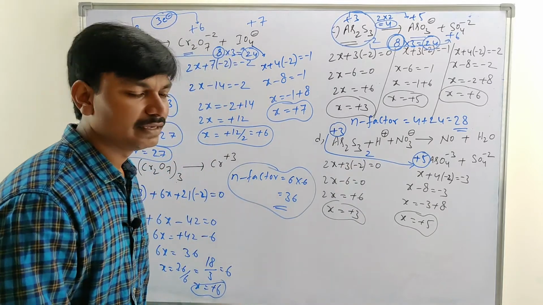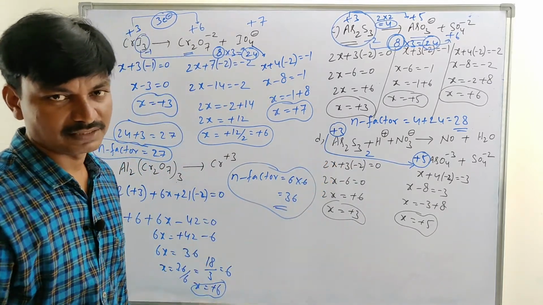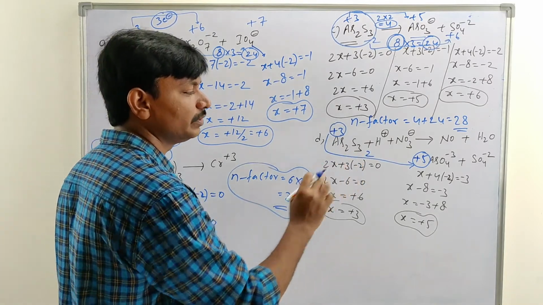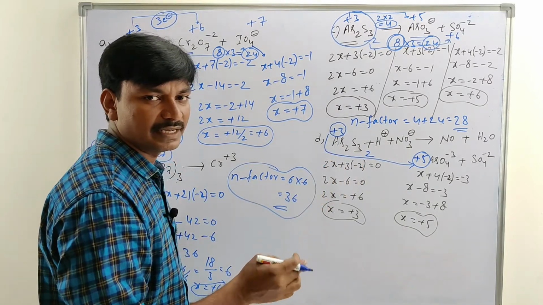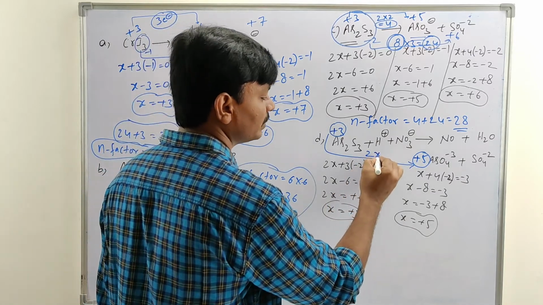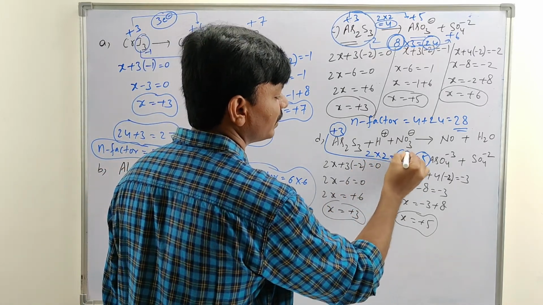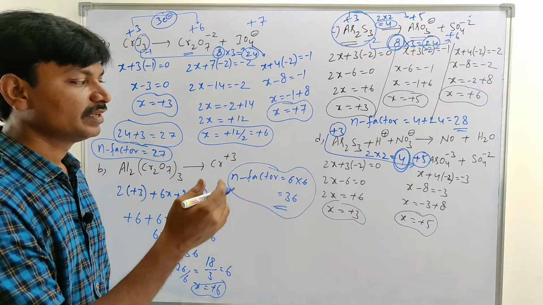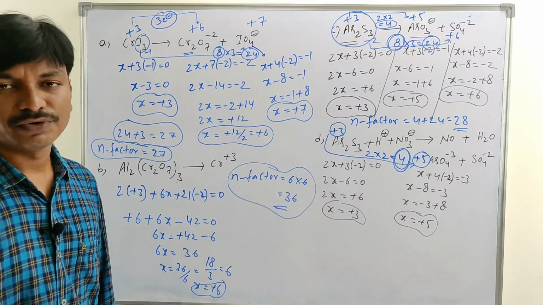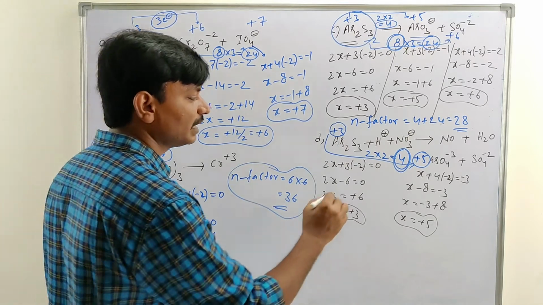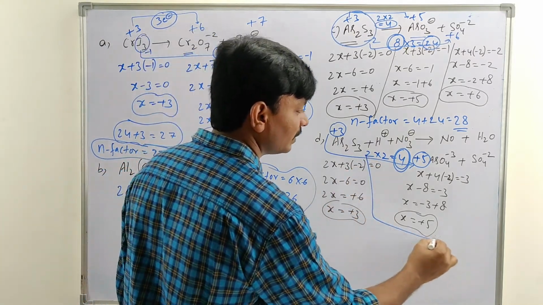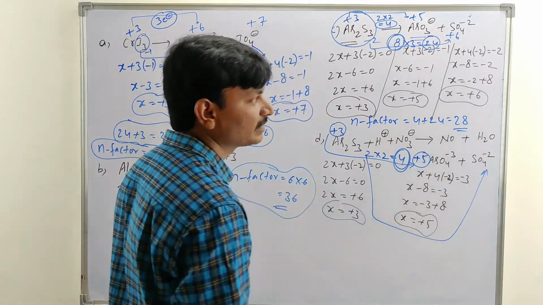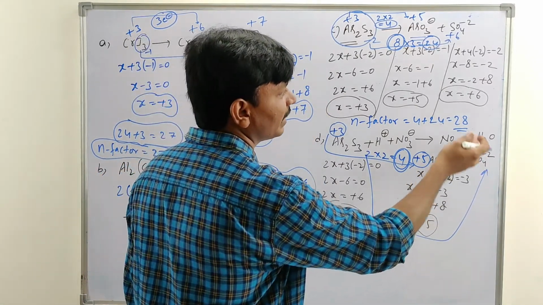But here 2 arsenic atoms are present. That's why each arsenic changing electrons equals 2, and with 2 arsenic atoms, 2 into 2 equals 4 electrons. In the first case, 4 electrons are involved in As2S3 to AsO4 minus 3. In the second case, sulfur to sulfur. In SO4 minus 2, the sulfur oxidation number is already calculated.